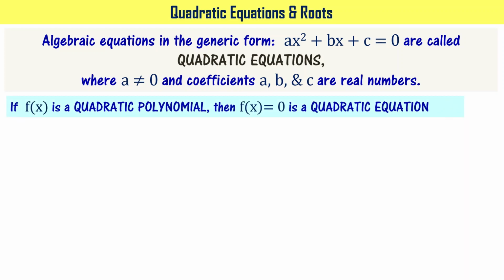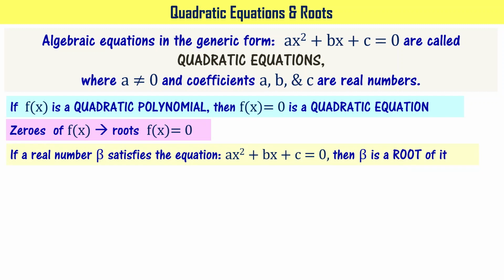And we also said that if f of x is a quadratic polynomial, then f of x equal to 0 is going to be a quadratic equation, right? It means that zeros of f of x are going to be equal to roots of f of x equal to 0. Please take a note of this. Let's say that if a real number beta satisfies the equation ax square plus bx plus c equal to 0, then beta is a root of the given equation. When you say it satisfies, it means that when you substitute beta into the given equation for x, it exactly matches. A beta square plus b beta plus c equal to 0.